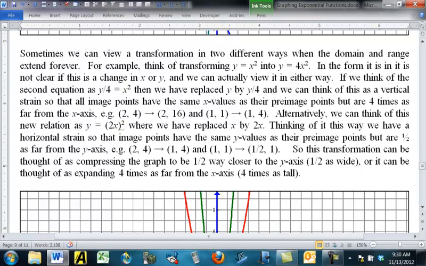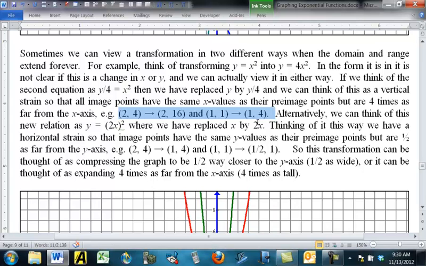So that's moving in towards the y-axis this time. Whereas before, when we thought of it up here as a change on y, we're moving away from the x-axis. Down here, we're moving toward the y-axis. How far? Well, halfway closer than we were before. So (1, 1) goes to (1/2, 1). Whereas up here, we're thinking of it moving further away from the x-axis. How much further? Well, 4 times as far.